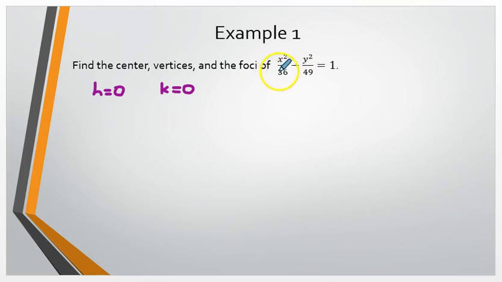And then a squared is always the first denominator. It's not about the bigger one anymore. So in this case, if a squared equals 36, that means a is 6, the square root of the first denominator, and b squared will always be the second denominator. It should be the negative one. So if you take the square root of 49, that's 7.